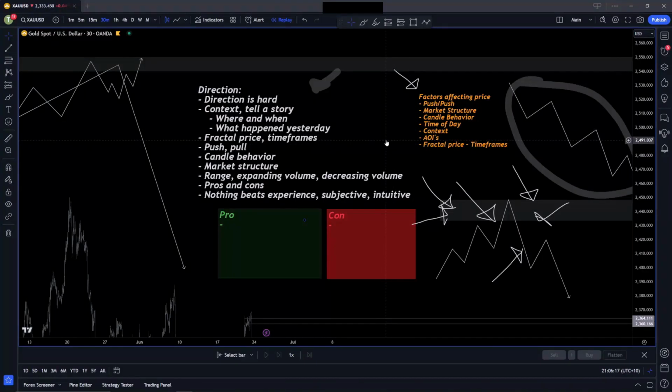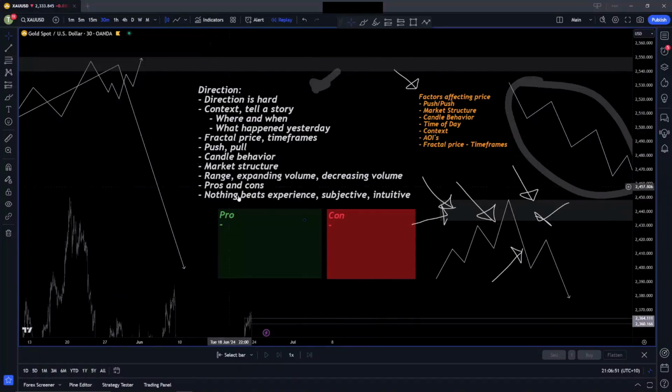If you struggle with finding direction on a certain time frame, you're trying too hard. You should just use the same candle behavior, market structure. You're looking at price the exact same way on all different time frames. Price is fractal. You can't tell the difference between the 1 minute and the daily if it didn't have that daily level on it. That makes sense.